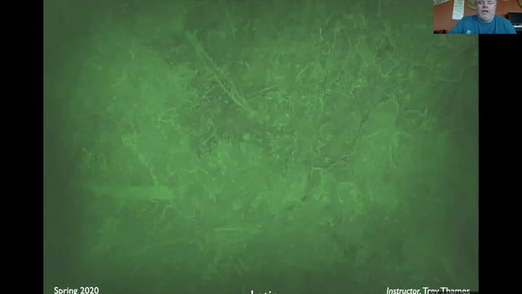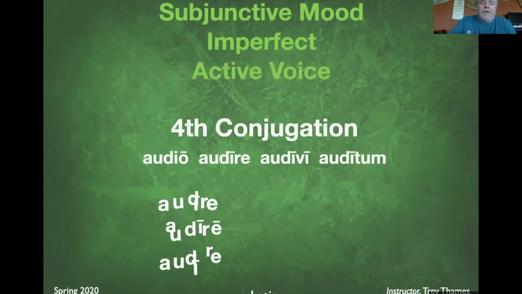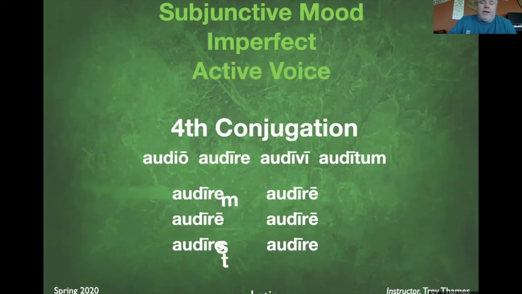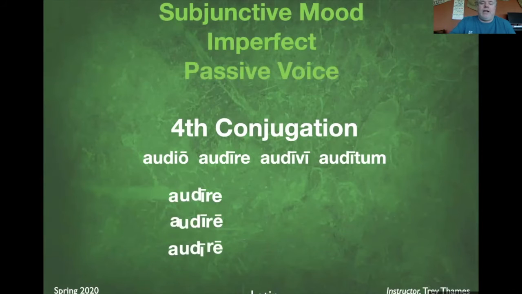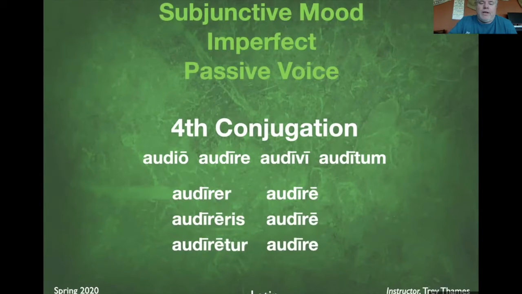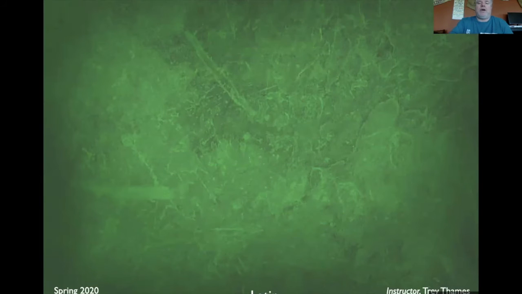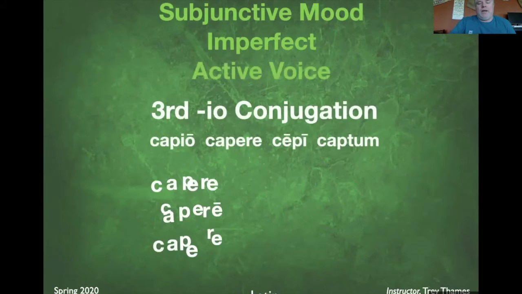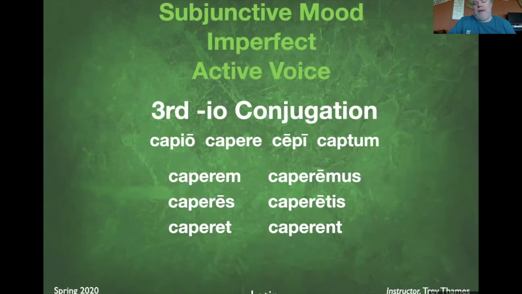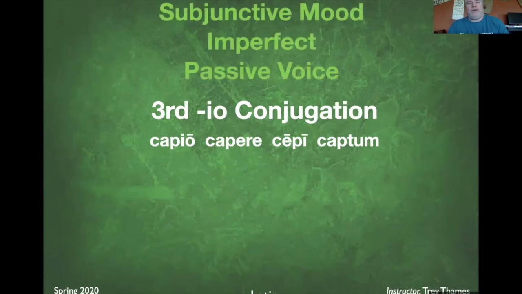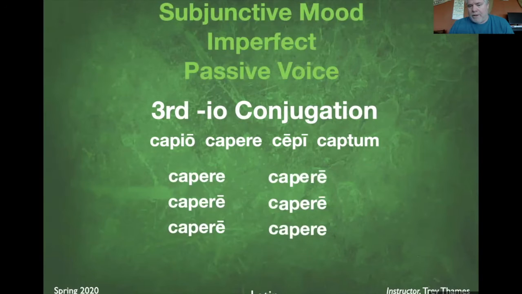For fourth conjugation and third -io rather, you have your audīre, -m, -s, -t, -mus, -tis, -nt in the active voice. Passive, add -r, -ris, -tur, -mur, -minī, -ntur to the audīre, the second principal part, the infinitive. It's pretty simple. And then, of course, your third conjugation paradigm verb, capere. You've got your capere plus your -m, -s, -t, -mus, -tis, -nt in the active voice. And for the passive, to your capere, you add your -r, -ris, -tur, -mur, -minī, -ntur.